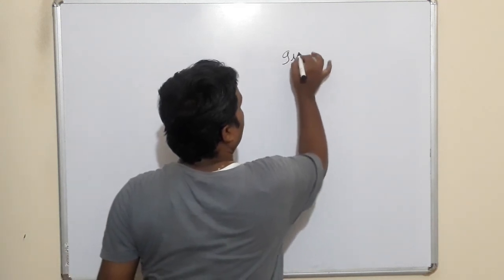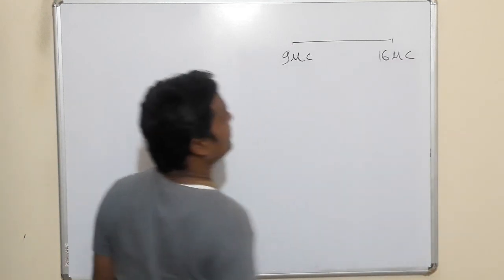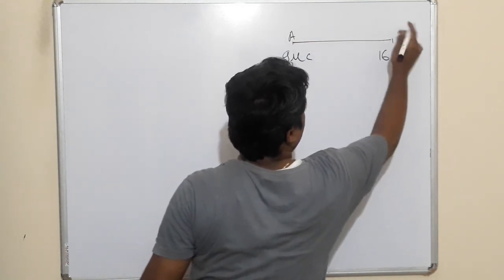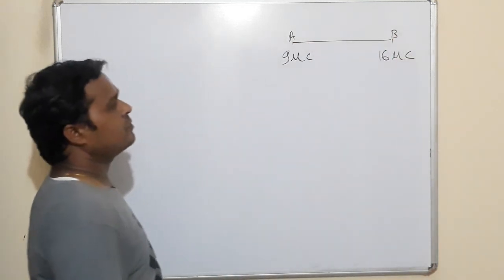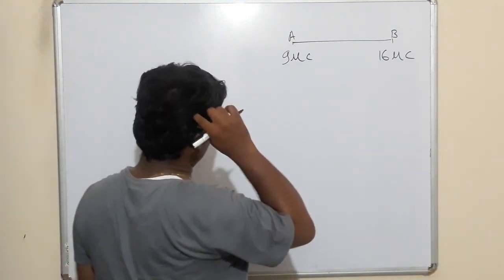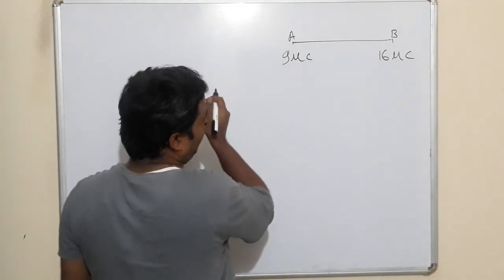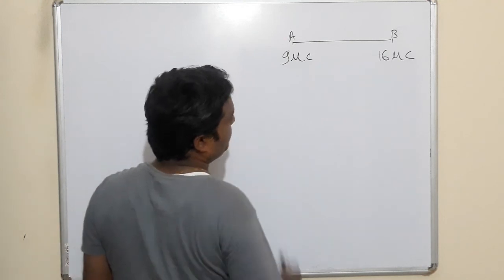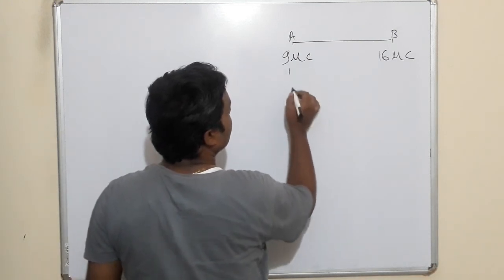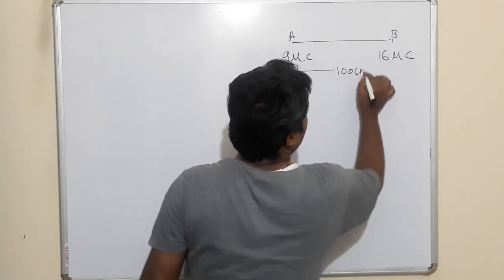This is a charge of 9 microcoulombs. This is a charge of 16 microcoulombs. Both are positive, A, B. You can take the distance between them as much as you want. Whatever distance you take, it is possible to find the neutral point. Then I will take this distance as, let us take it as 100 centimeter.